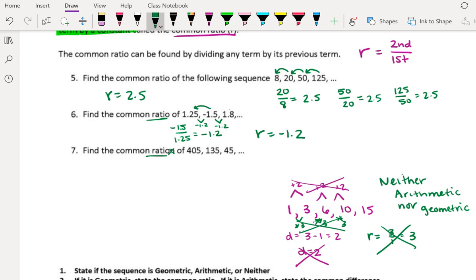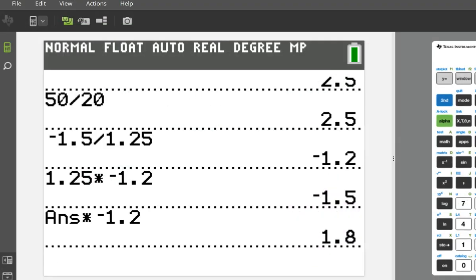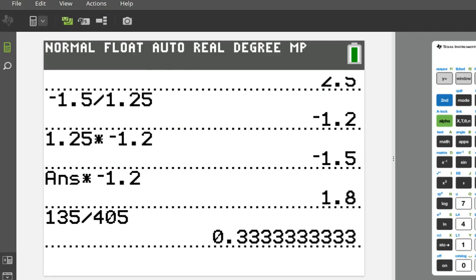Find the common ratio. So sometimes when the values seem to be decreasing, notice 405, 135, 45, you might be tempted to check for the common difference. I know that we're looking at the common ratio, so let's check it. If I do 135 divided by 405, I get 0.33333.